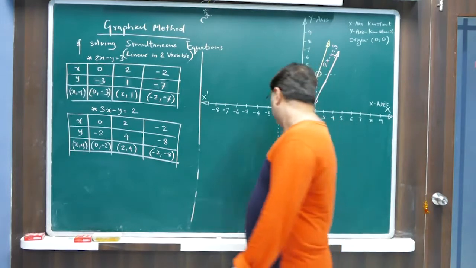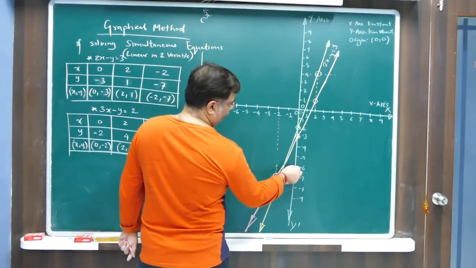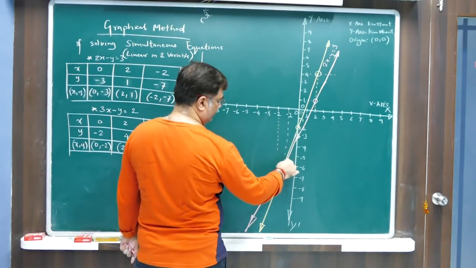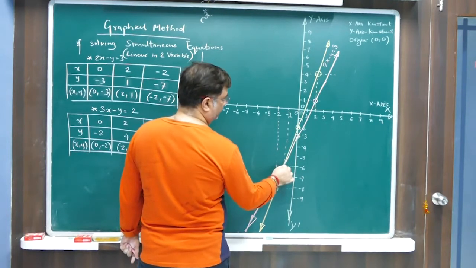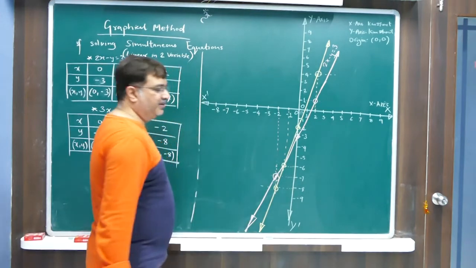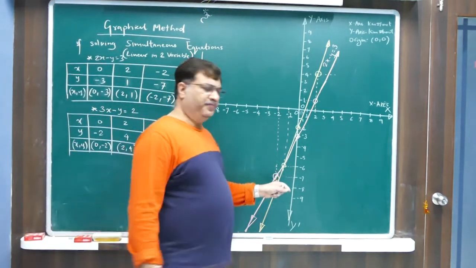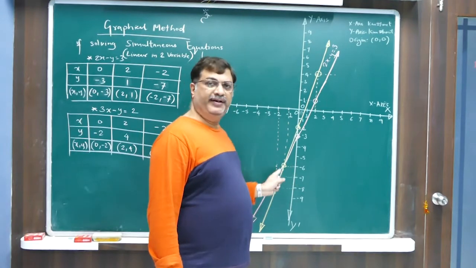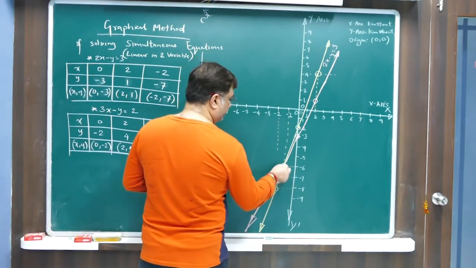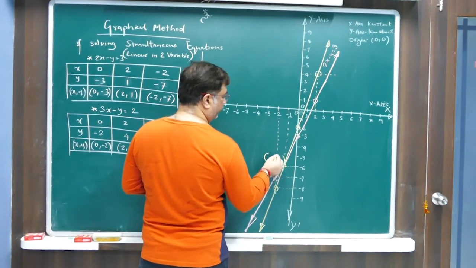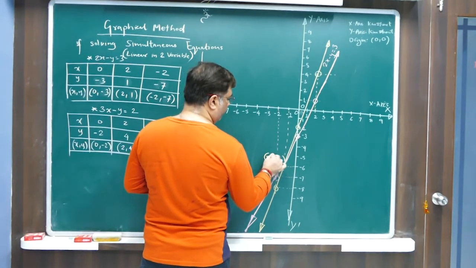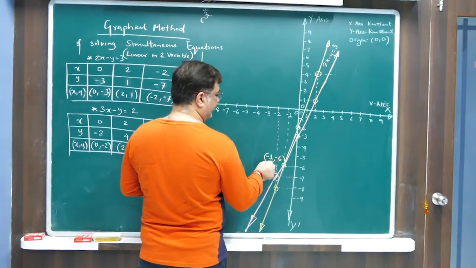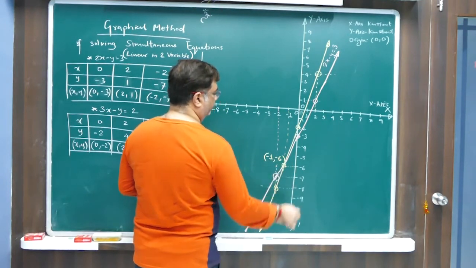Right? Now here, what is the intersection point? I can see the intersection point minus 6 and minus 1. This is the intersection point. So whatever is the intersection point, wherever your intersection point is coming, take the x coordinate, take the y coordinate, that becomes the solution. So minus 1 is the x coordinate, minus 6 is the y coordinate, this is the intersection point here.